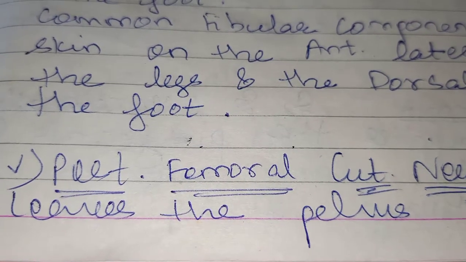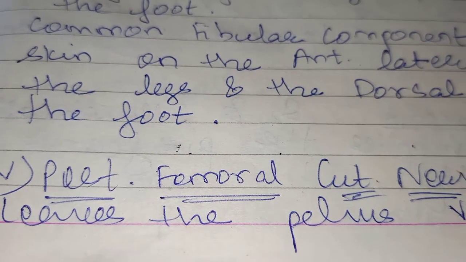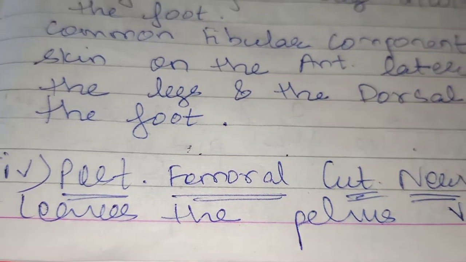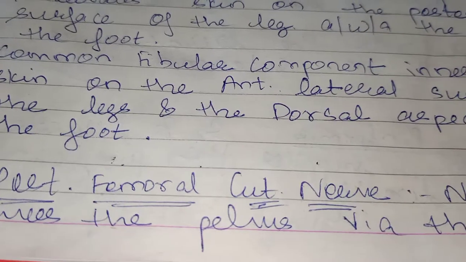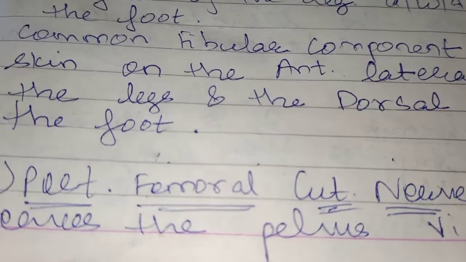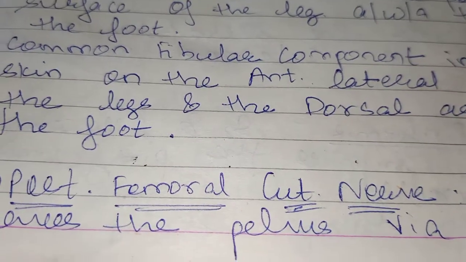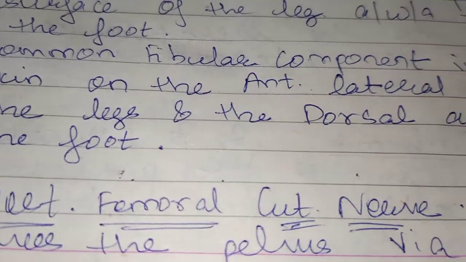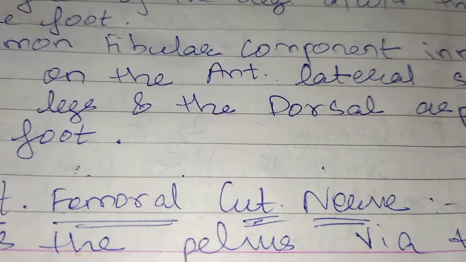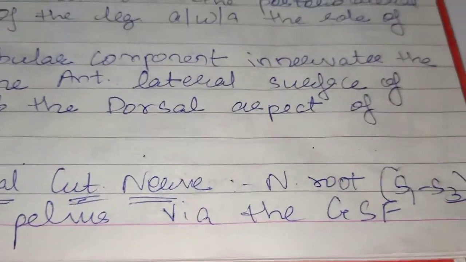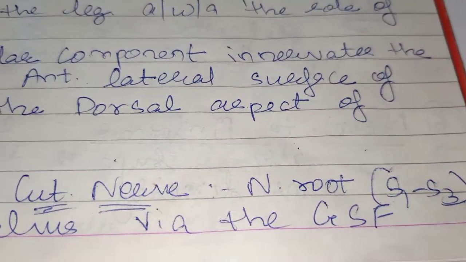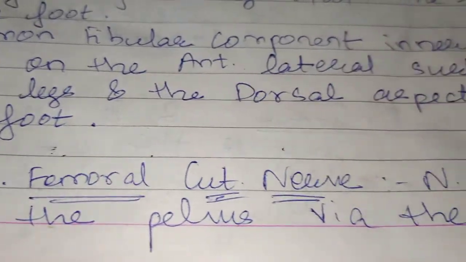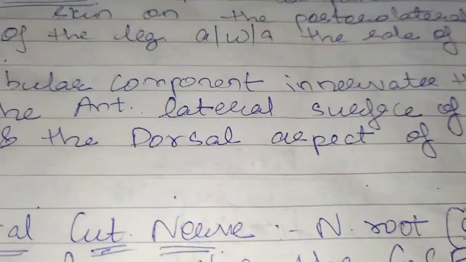Now I'll continue with the next nerve of the sacral plexus in this video, and the next nerve is the posterior femoral cutaneous nerve. It is posterior and it supplies the skin, that is the cutaneous part. The nerve root is S1 to S3. It leaves the pelvis via the greater sciatic foramen.